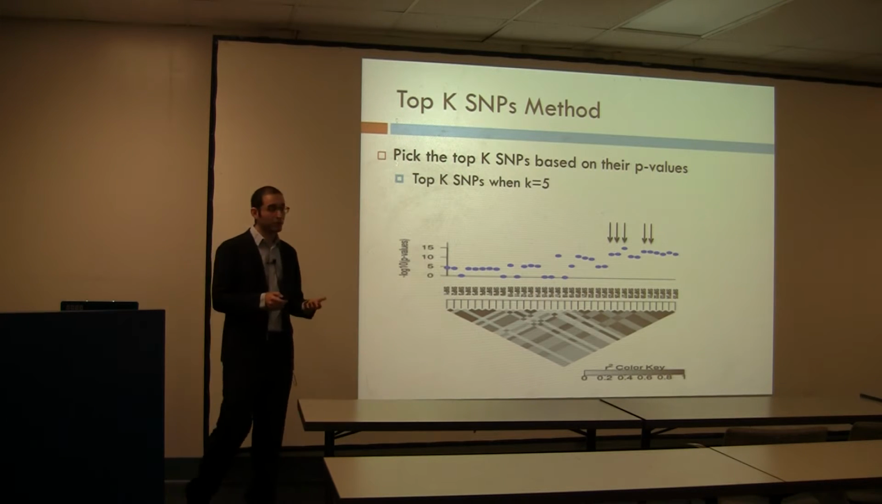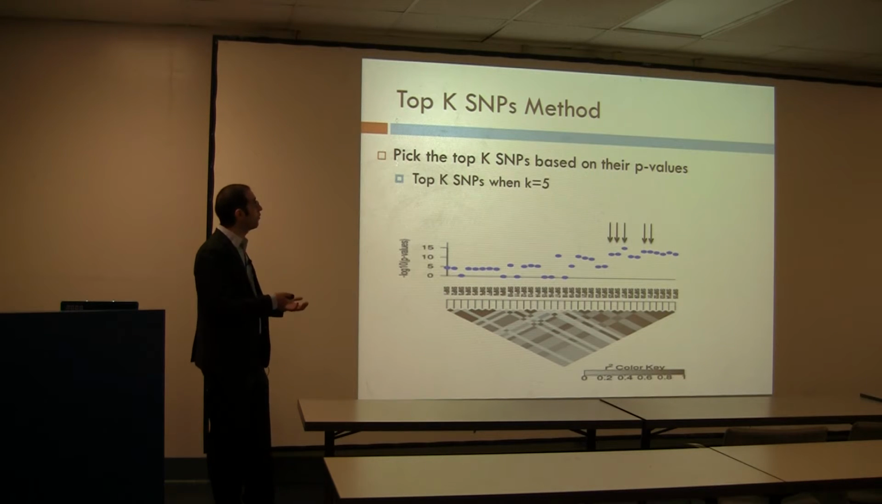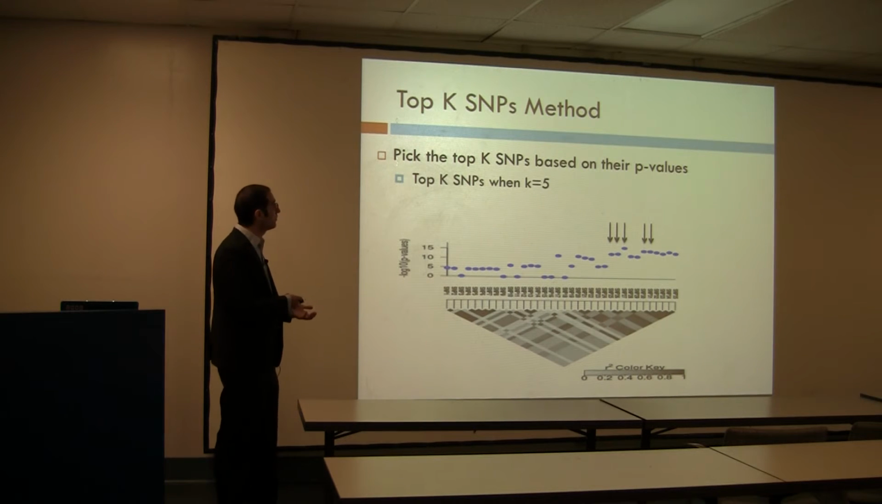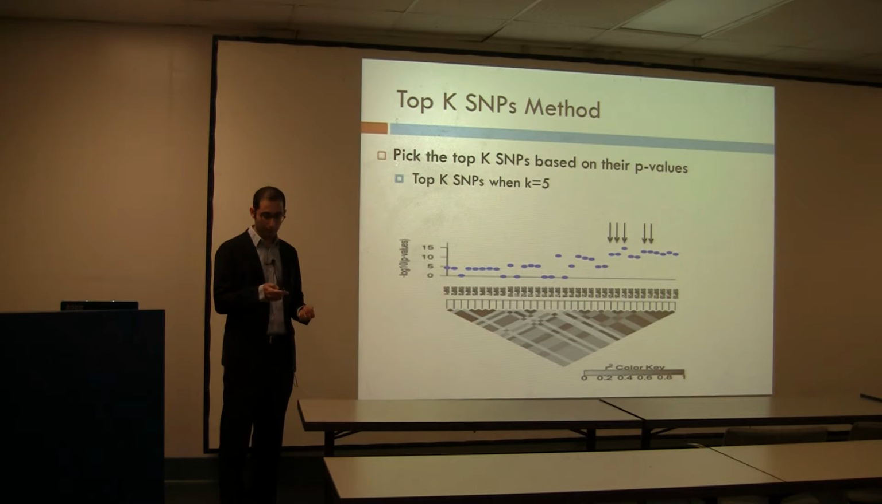So the top K method, which is one of the methods that perform fine mapping, is a very simple method. It picks the K most significant SNPs based on the significance scores. So here, when K is equal to 5, you pick the 5 most significant SNPs, which are shown by the black arrows in this example.